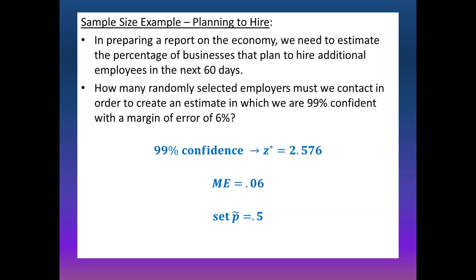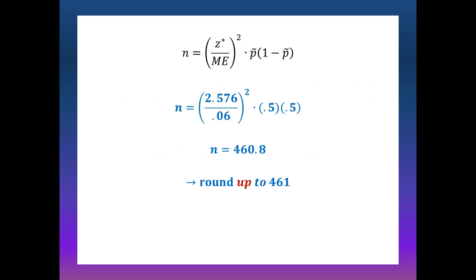And looking at the subject matter, the percentage of businesses that plan to hire additional employees in the next 60 days, that's one where trying to get a point estimate with nothing to work with is not really a plausible thing that you can do. So this is one where we just have to say, okay, we don't have anything to work with here. We got to set p tilde equal to 0.5. Substituting in and simplifying, we get 460.8, which needs to get rounded up to the next integer, which is 461. At least this time we had an 8 after the decimal point, so the rounding feels sort of conventional.